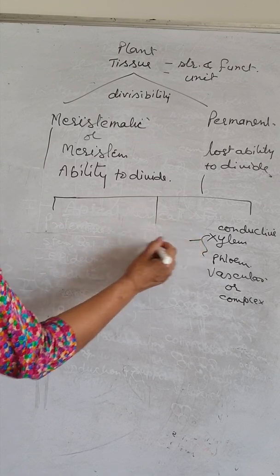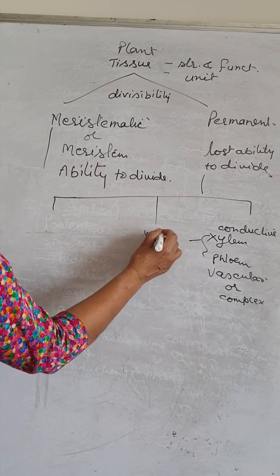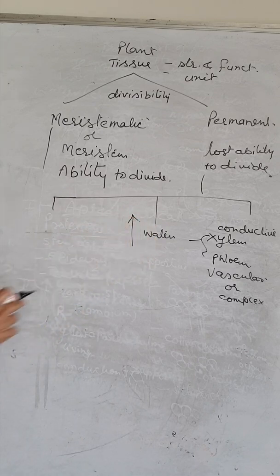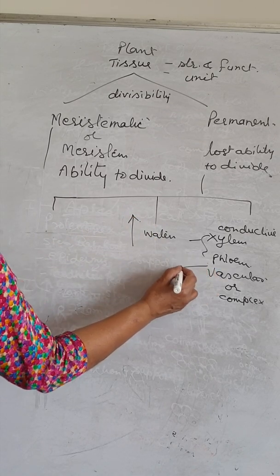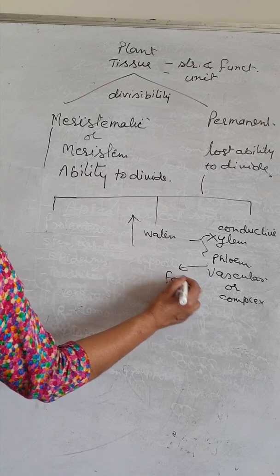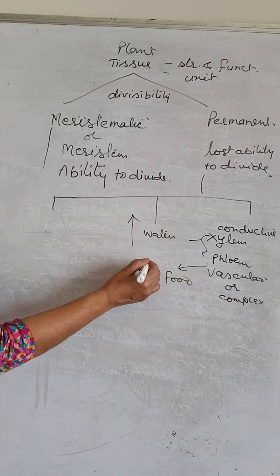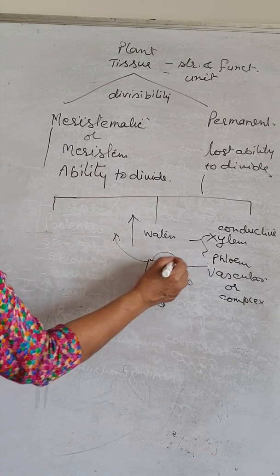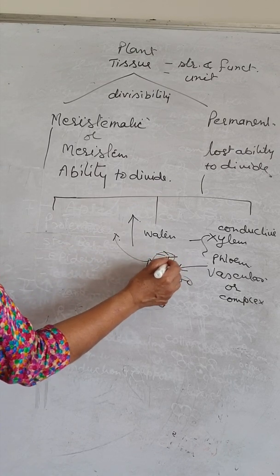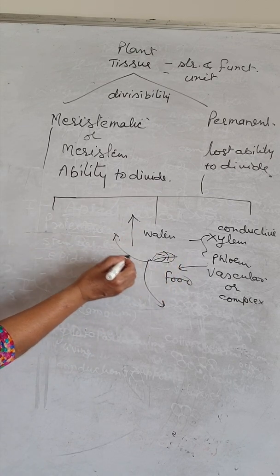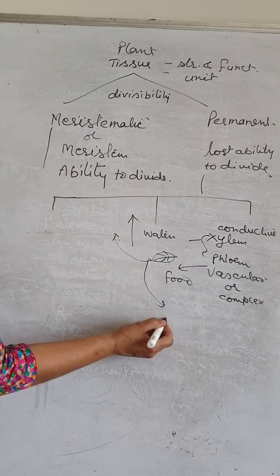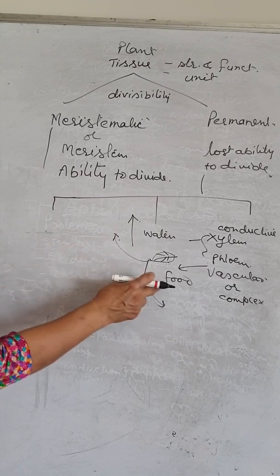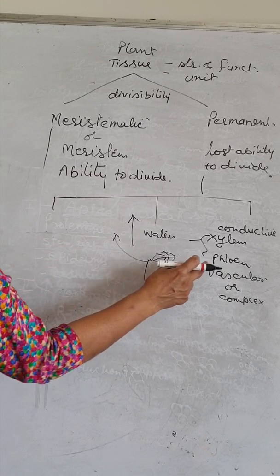The xylem conducts water and minerals from the root to the upper part. The phloem conducts food from the leaf to different parts of the plant. For example, this is the leaf where the food is prepared. The food is carried upward and downward. It means in all directions the food is reached through the phloem.